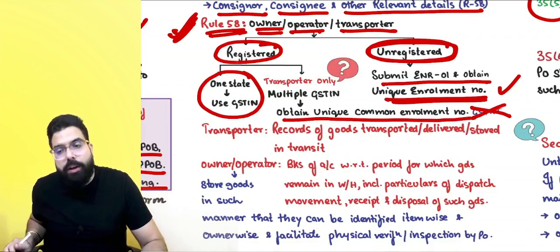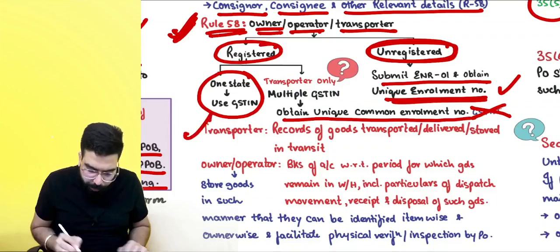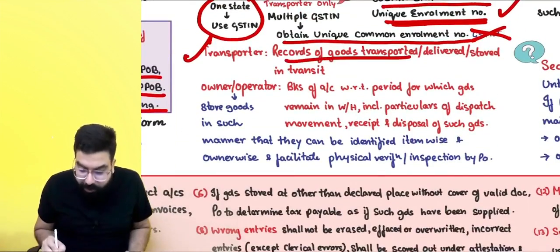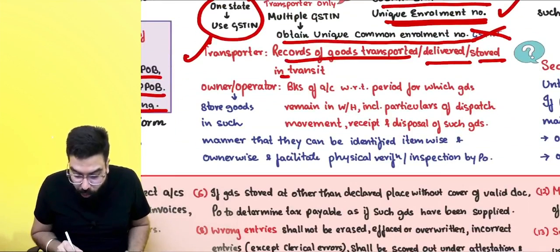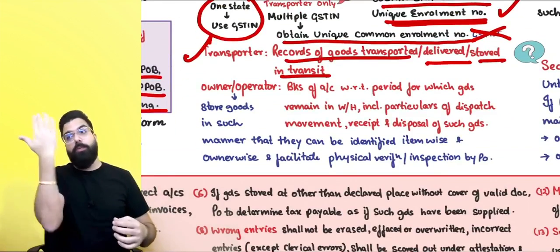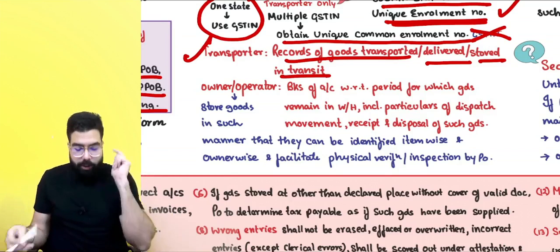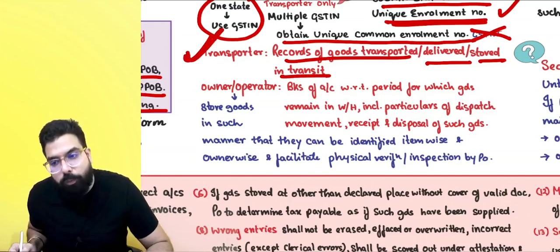Now, sir, if you are a transporter, what are the accounts to be maintained by a transporter? A transporter should keep record of goods which are transported, delivered, stored in transit. What are the goods transported? What are the goods delivered? What are the goods stored in transit? All the records should be maintained by a transporter.